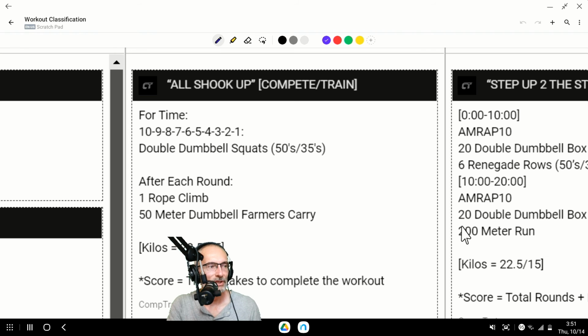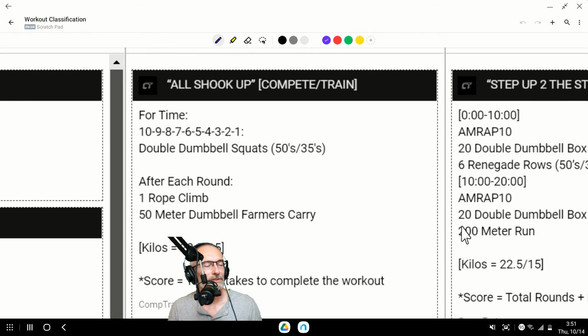The other direction is looking at these rope climbs. After each round, 10 rounds, I'm going to do 1 rope climb and a farmer's carry. So the work is consistent. It's always 1 rope climb and it's always 50 meters with my dumbbells. It's a task priority. You have to get this work done. It has to get done before you can get back to the dumbbells.